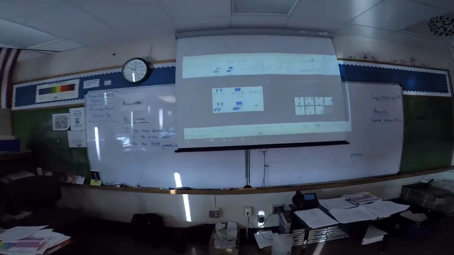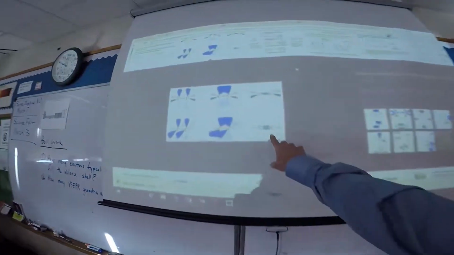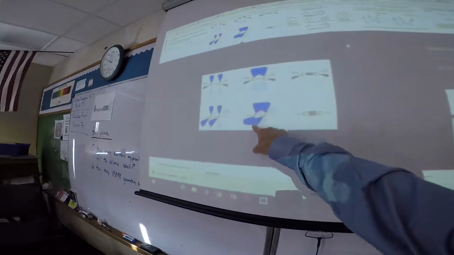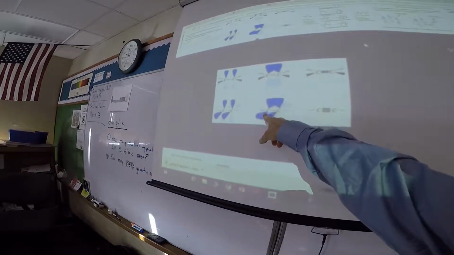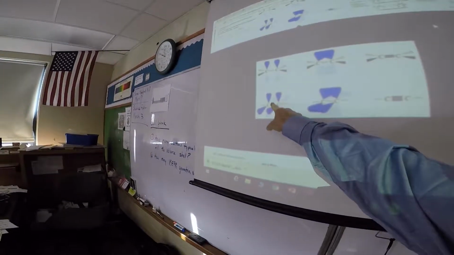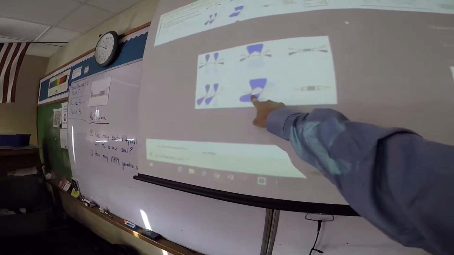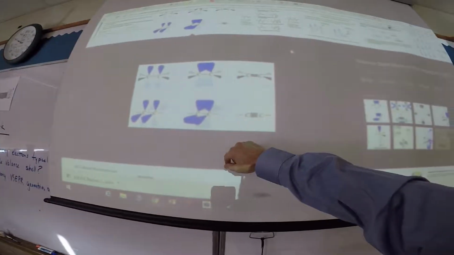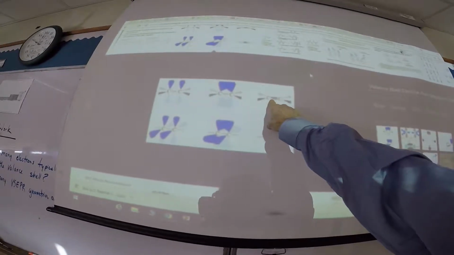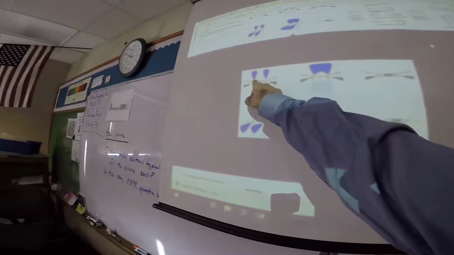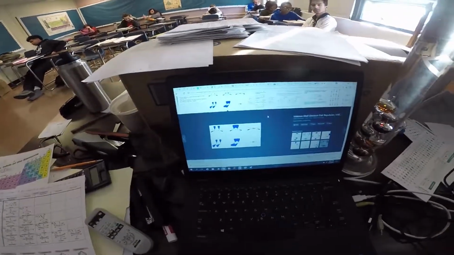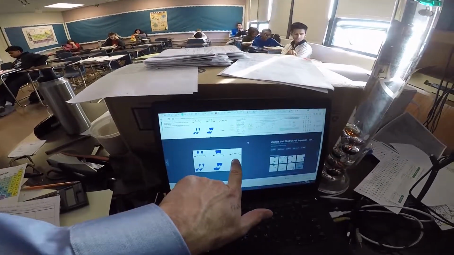Now up here on the board is what a triple bond looks like. The triple bond has two donut-shaped clouds. You can see how you have one here and one there, kind of separated just a tad. So you have two donut-shaped clouds here. This would be the double bond there, and you see just the one donut-shaped cloud. It's a little clearer on the laptop. You can see the double bond there.